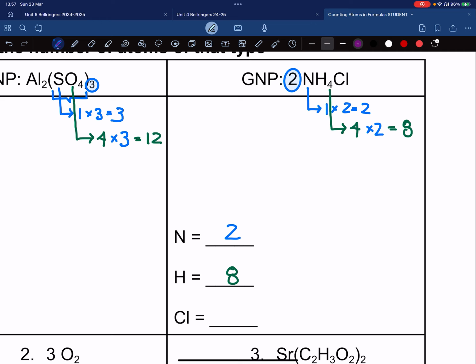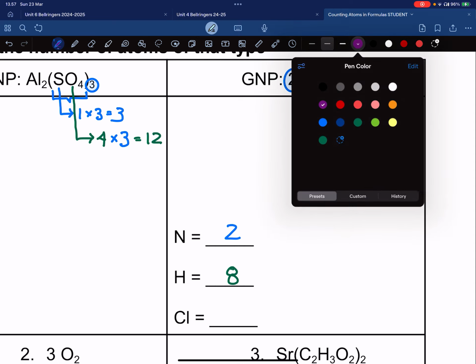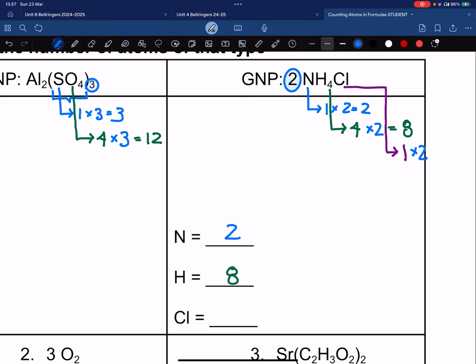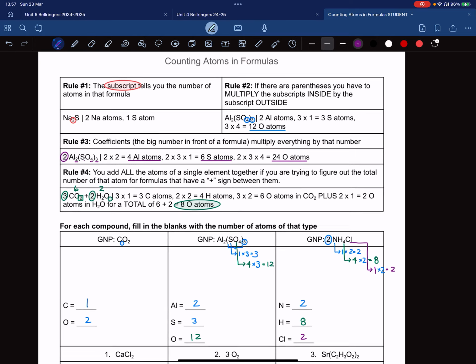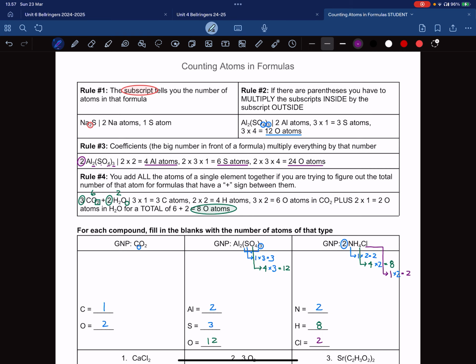And chlorine, there's only 1. Then we got to multiply it by the 2 coefficient, which gives us a total of 2 chlorines. Okay, folks, that's how you count atoms and formulas. The rest of them are yours.